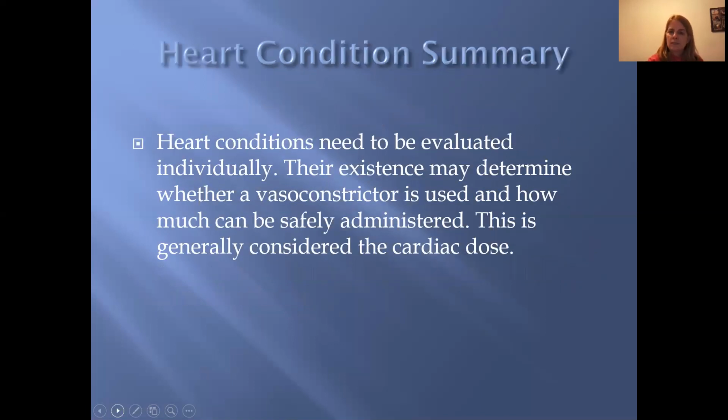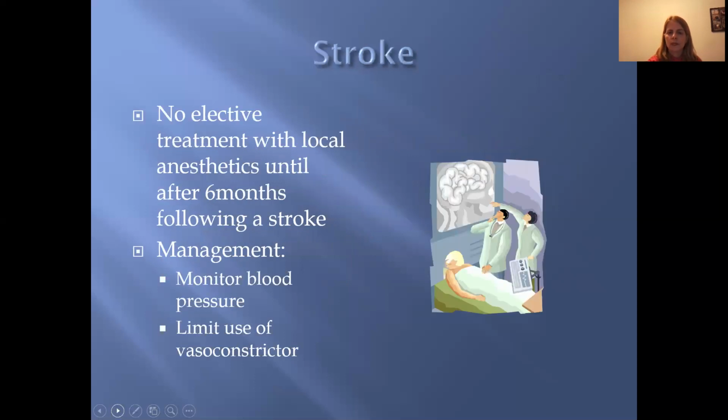Heart conditions need to be evaluated individually because we would determine whether a vasoconstrictor would need to be used and how much anesthetic could be safely administered. Generally, when in doubt, we would use the cardiac dose, the 0.04 milligrams, which is 2.2 cartridges. With a stroke, same as heart attack, no elective treatment within 6 months. We would monitor the blood pressure and we would limit the use of vasoconstrictor.